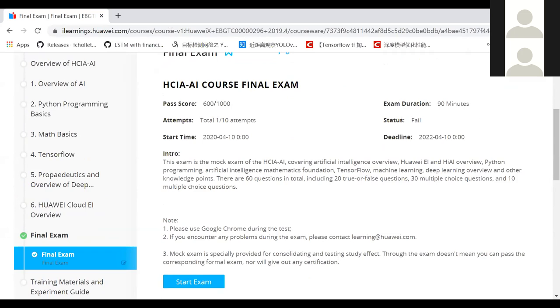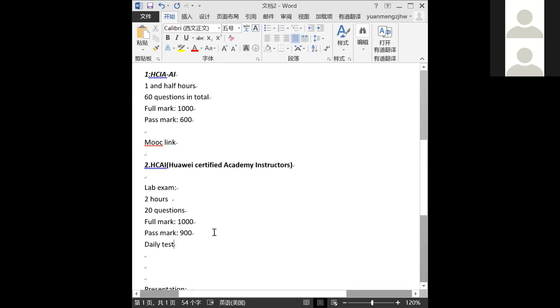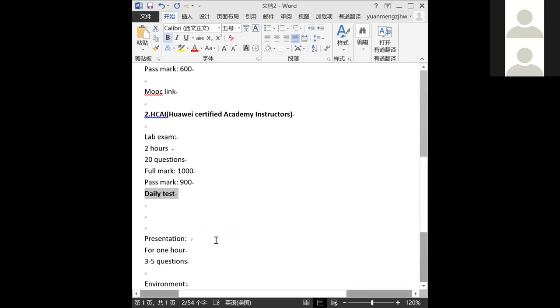And so we will go back to the note. For the lab exam, every day we will send you guys a daily test. So focus on the daily test, and the daily test is a Jupyter notebook, and you can write your code here to answer these questions. For the lab exam, you need to focus on the daily test every day. After the training session, we will send you guys the daily test of today.